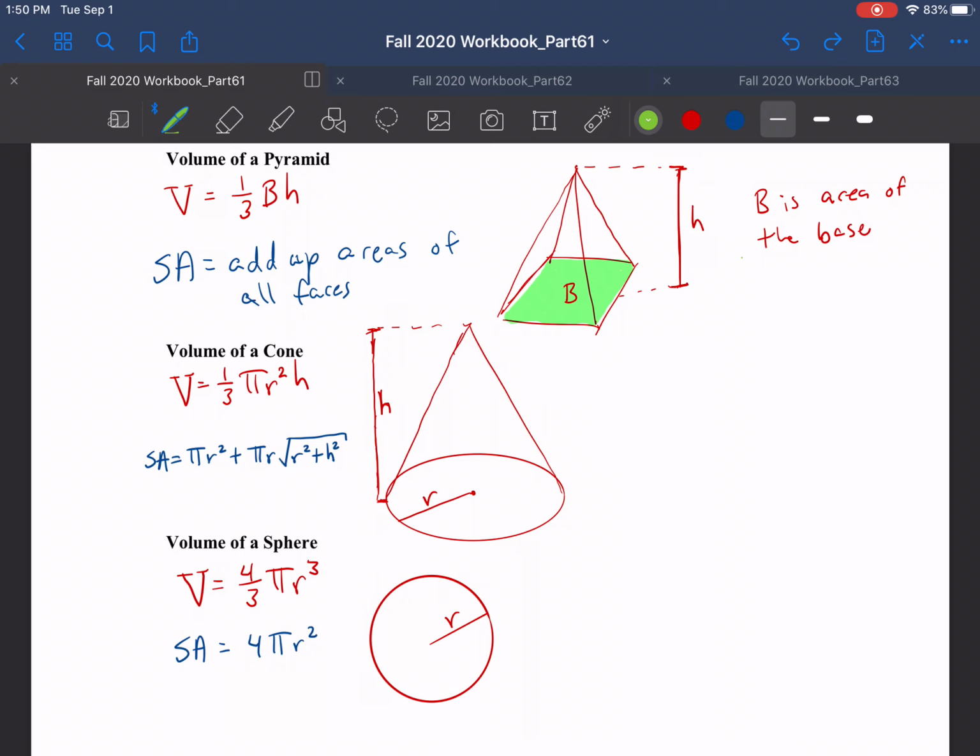And that specific 1/3, the only way I've ever seen it really derived is with calculus, so don't worry about where the 1/3 comes from. The surface area, on the other hand, can be a bit tricky.